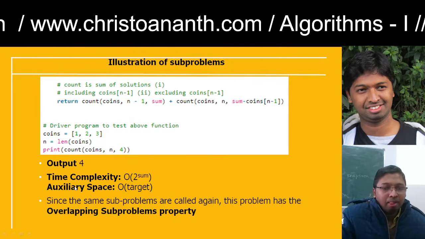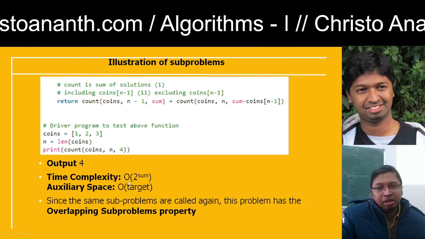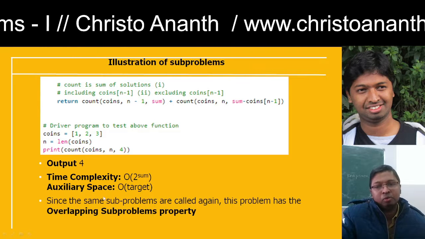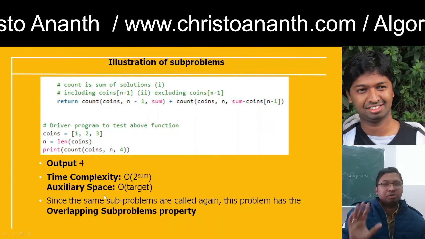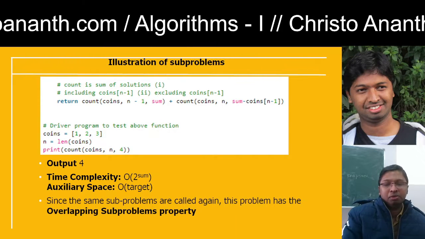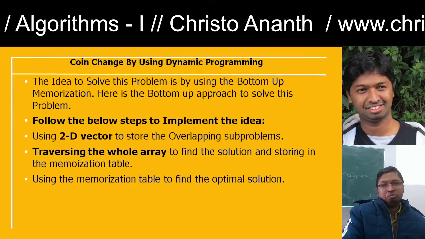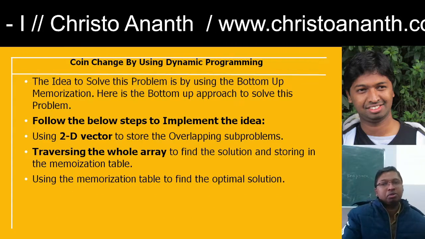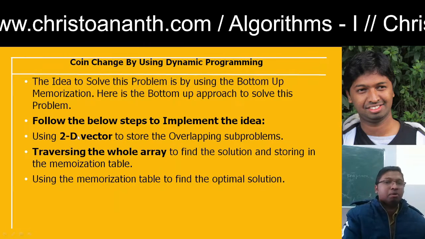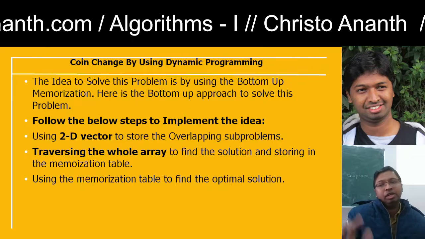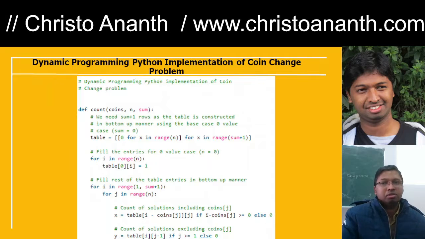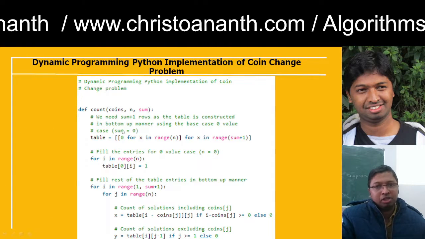The time complexity is order of 2 power sum and the auxiliary space is order of target. This is where you have overlapping subproblems, and in order to find the optimal solution we'll go with this one. You have to solve it even for the bottom up approach also. You have to use a 2D vector to store the overlapping subproblems, traverse the whole array to find the solution and store it in the memoization table. So this is the dynamic programming approach for the coin changing problem.